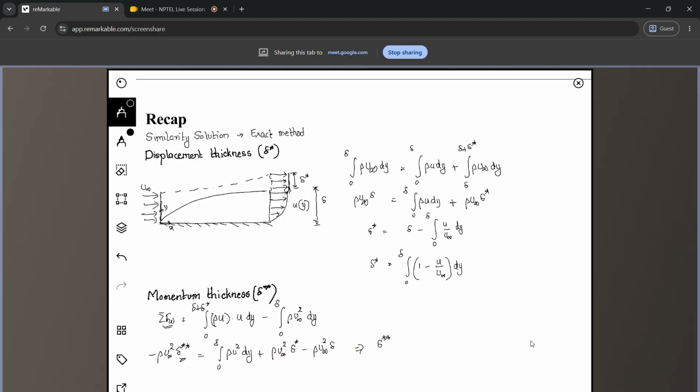And wait for a couple of minutes. Can you please try this out and tell me the value of delta double star from this expression?